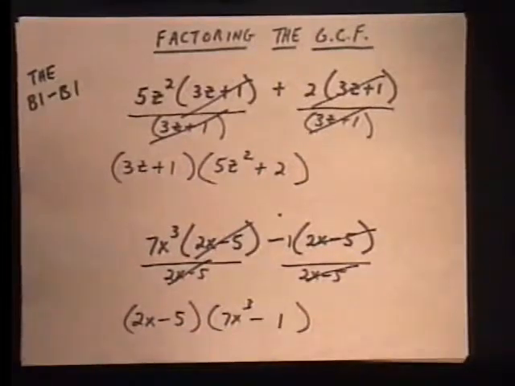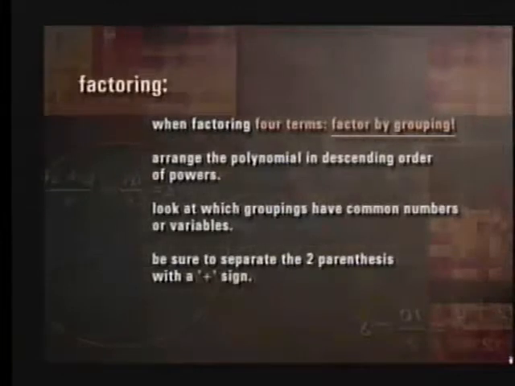All right, continuing, let's go back to the next graphic here. And the next concept we want to talk about is when factoring four terms. Oh, Young, they're getting larger. Yes, these polynomials will increase in size. When factoring four terms, we like to use the expression factor by grouping. And when we do that, we want to first arrange the polynomial in descending order of powers.